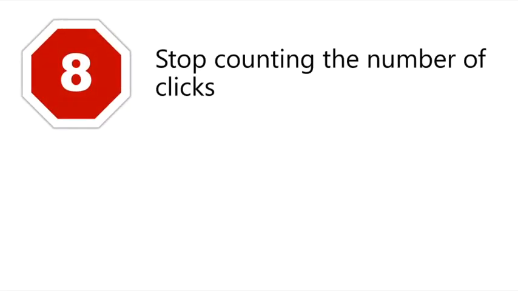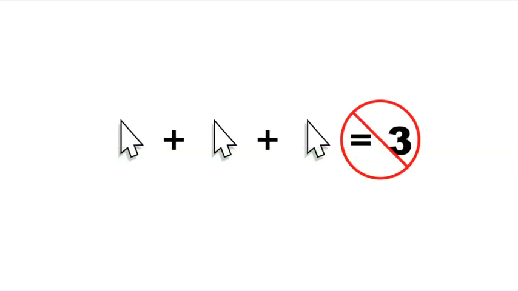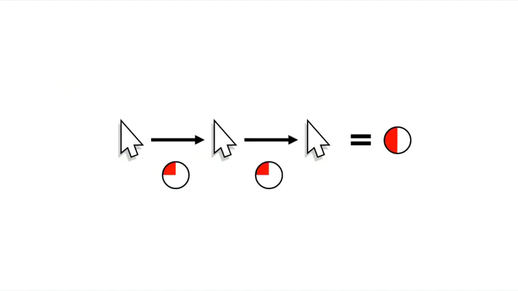Number 8, stop counting the number of clicks. Instead, look at how much time is spent in between clicks. What do I mean by that? Well, instead of counting how many clicks it takes to do something, we should be counting how difficult each click is. In other words, how long it takes to get to the next click.